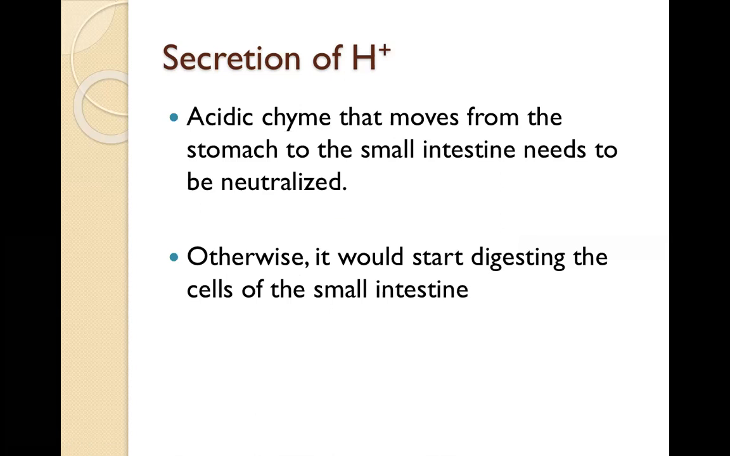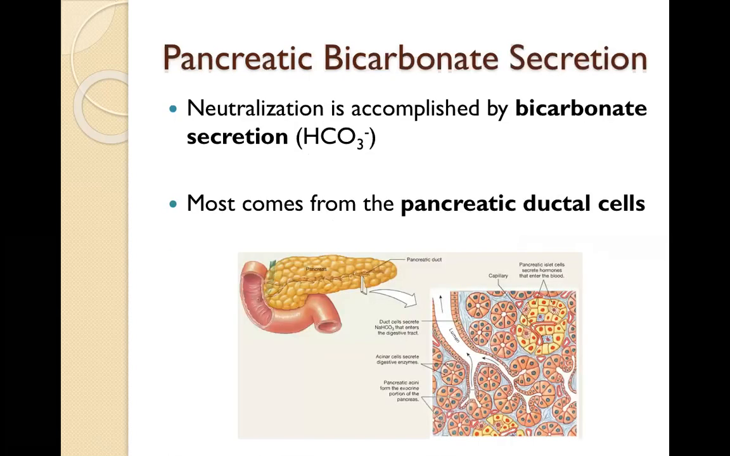So this acidic chyme within the stomach ends up traveling to the small intestine. You kind of have to neutralize this acid. It's not just going to neutralize itself. Otherwise, the amount of acid within the acidic chyme would be so intense that it would start digesting the cells of the small intestine. And so you need a method to actually neutralize it. And the way that we do that is by a secretion from the pancreas. The pancreas can secrete bicarbonate ions, and it helps neutralize the acid.